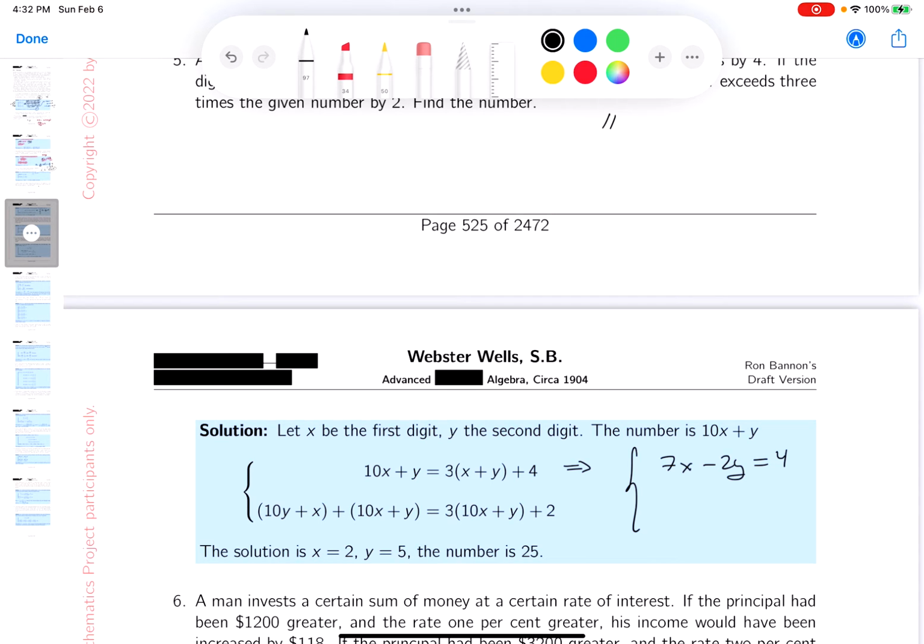11y plus 11x. Make sure I said that right. Yep. And then what do you get over here? You're going to get 30x, 3y, and then you can get plus 2.